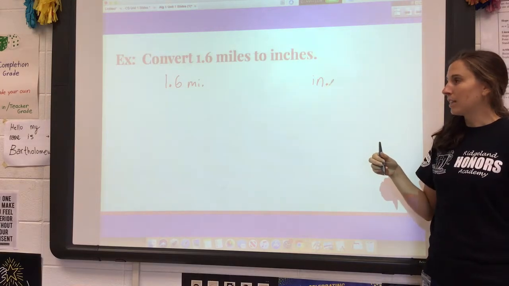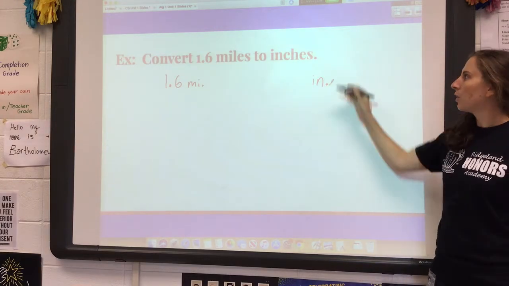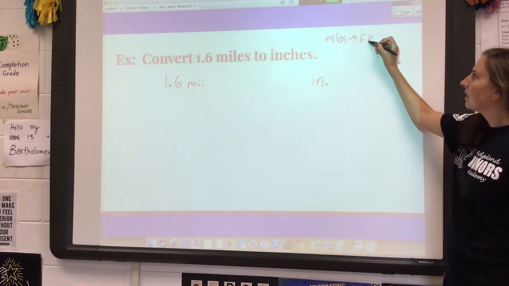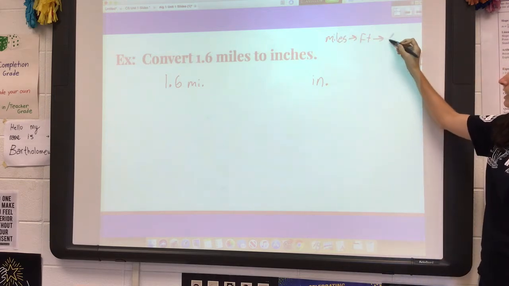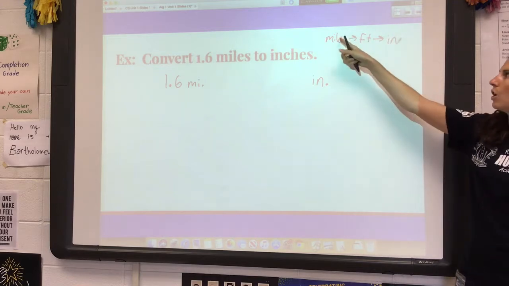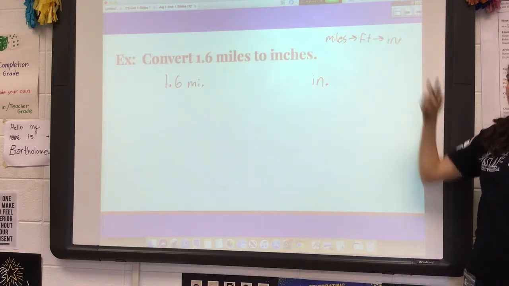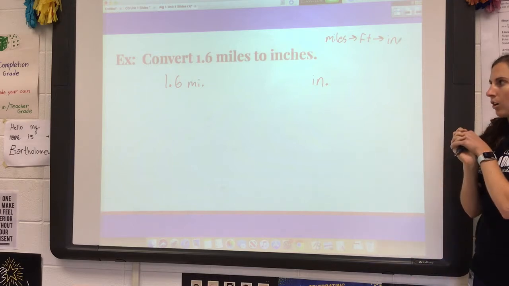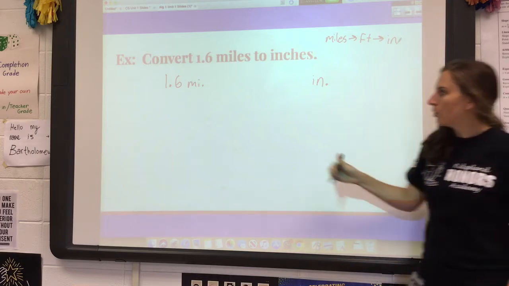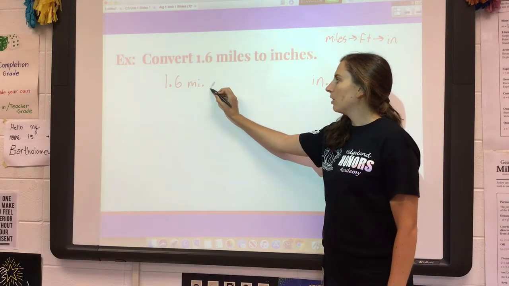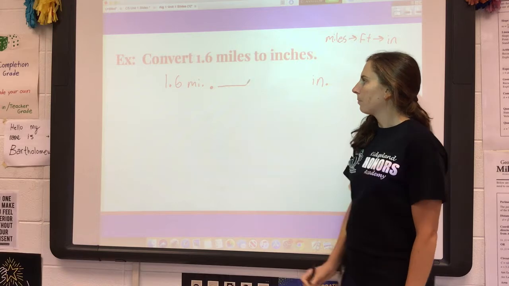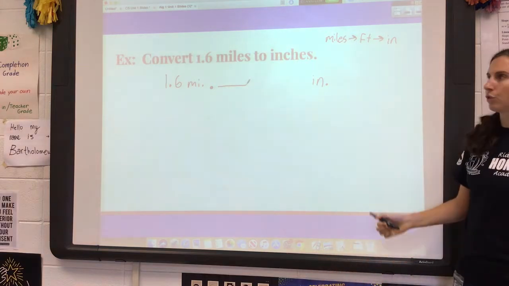But what I do know is how many feet are in a mile. So I could go from miles to feet, and then from there I could go feet to inches, because I know this conversion rate and I know this conversion rate, and so if I combine all that together, I'll get there. So by conversion rate, we literally multiply this original amount by whatever conversion rate we need.